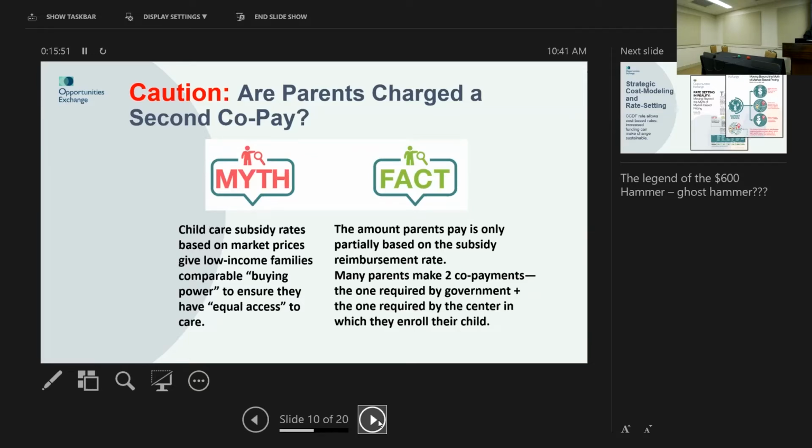And so as we move toward cost modeling, as we raise these rates, we need to be very cognizant of this issue. And when we get rates to where they are reflecting likely cost, we need to prohibit providers from charging that second copay, because we've really got to make this affordable for families, and we have to make our co-payments make sense from a policy perspective.